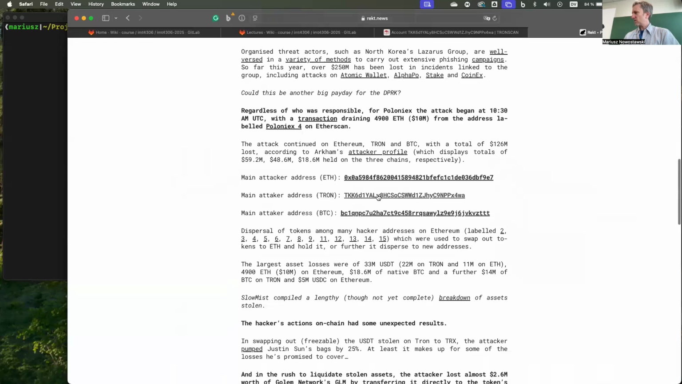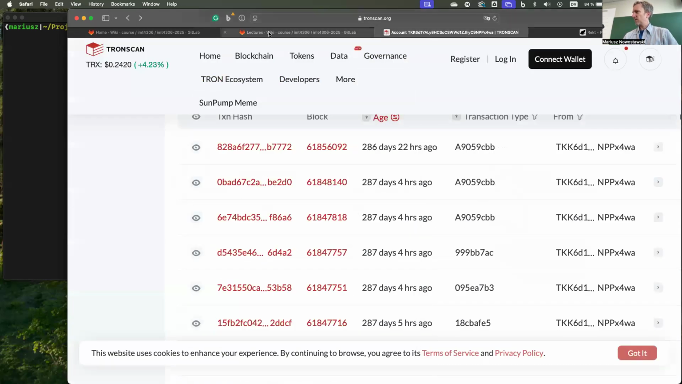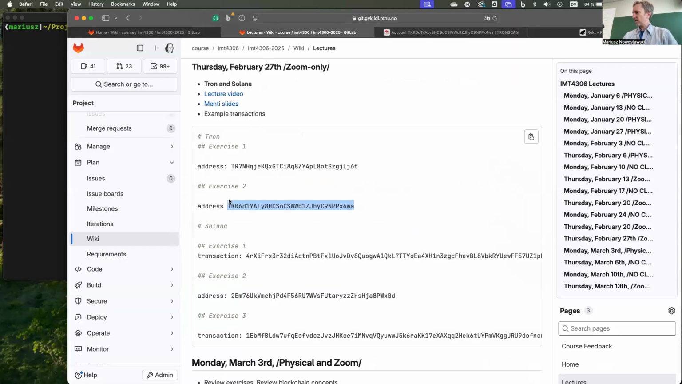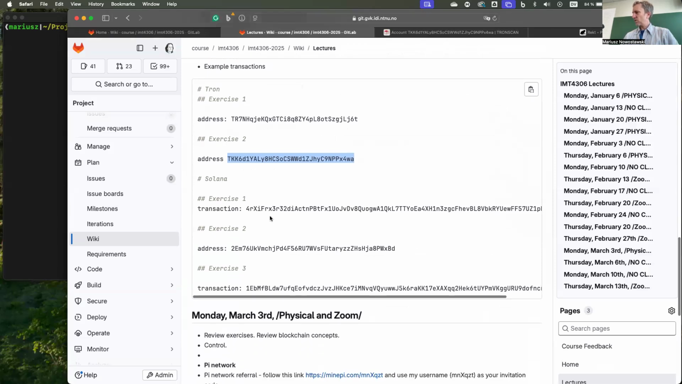So you see the address here for Tron, and also for Ethereum and for Bitcoin. So we can also investigate where the funds came into from the hack and then where they went out. We can check what the attacker did with the funds afterwards, right? So we can follow the money. So that was the second exercise on Tron.